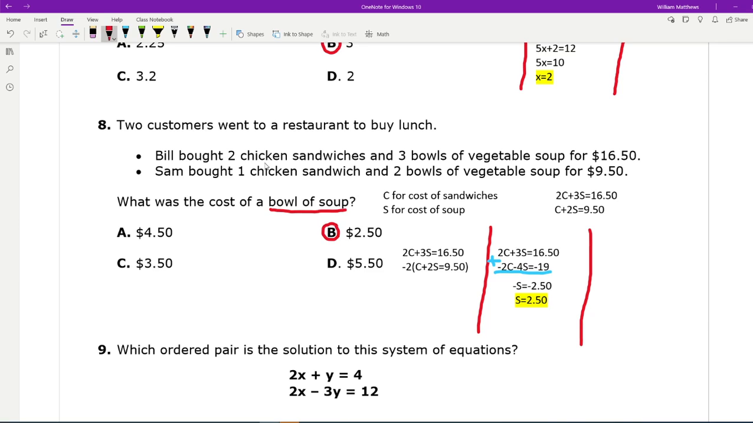If it asks for the chicken sandwich, I would have to go one step further, take this value and plug it into either one of my original equations. Easiest one would be the bottom one to figure out the last piece. Total of $5, which means that it would be $4.50 for each chicken sandwich.